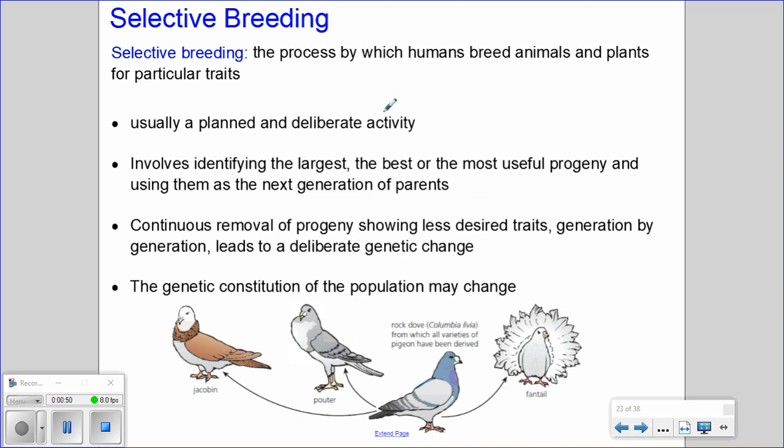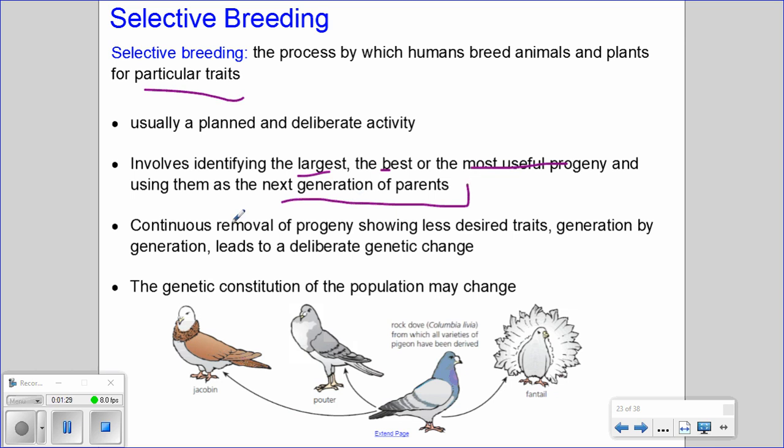So with selective breeding, this is the process by which humans breed animals and plants for particular traits. This is done in a planned and deliberate manner. It involves identifying the largest, the best, or the most useful progeny and using them as the next generation of parents. So you are selecting organisms for their most useful traits and purposefully breeding them in the hopes that the next generation will have those similar traits.